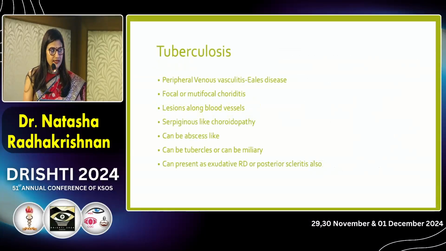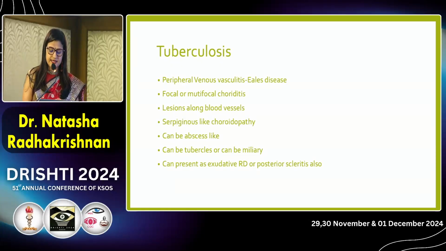TB can present in myriad ways. So you can have peripheral venous vasculitis, you can have focal or multifocal choroiditis. The one point to note is that the lesions are arranged along blood vessels. So if you have choroiditis that is arranged along a major blood vessel, then think of TB. That is why it's also called serpiginous-like choroidopathy.